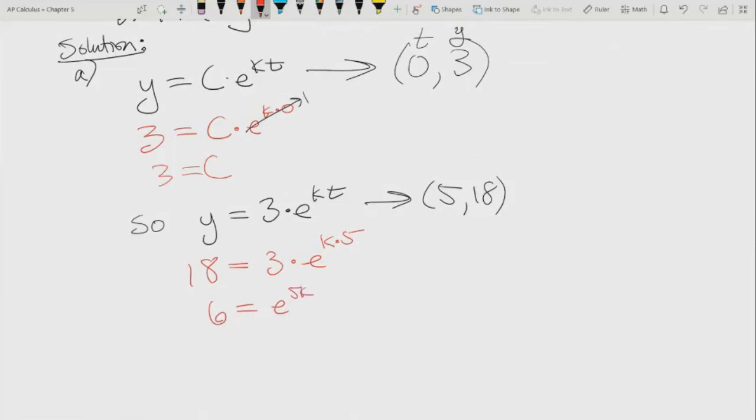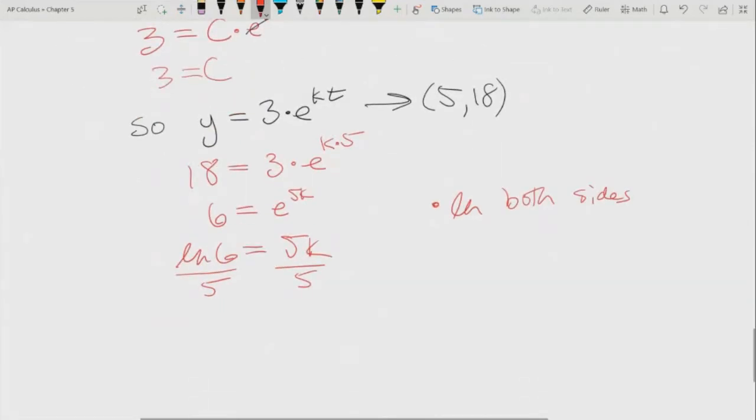Now, how do I get that k out of the exponent? We're just going to take the natural log of both sides at this point. So I get natural log of 6 equals, well, this just turned it into 5k, right? Bring that 5k out front. Natural log of e just turns into 1. And I can divide both sides by 5. So this is a point where you pop this into your calculator.